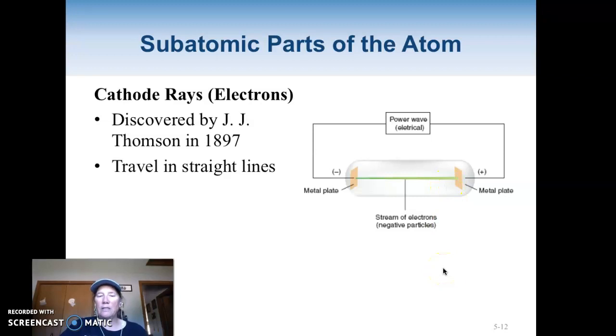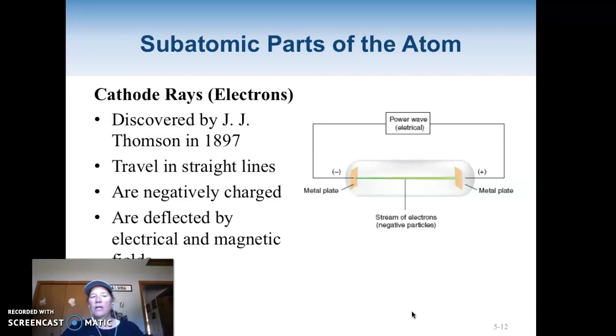This is a stream, like a light stream almost, traveling here. And what he did was he started passing different charges up here and he could actually deflect it. So when he put a positively charged particle here, what he found out is this was attracted to it. So he knew it had a negative charge to it. Okay, so he deflected that. And so he's the one that gets credit for discovering the negatively charged particle, which is the electron.